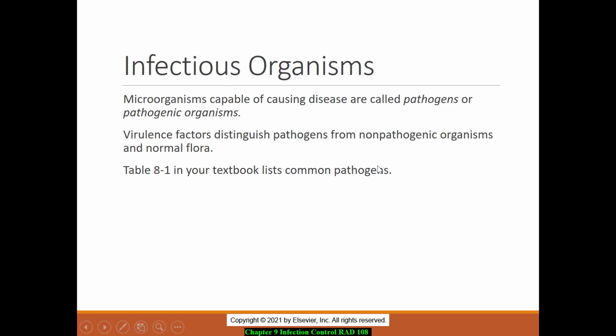So when we look in here, in your textbook, they give you a lot of examples of those pathogens. I just noticed that this says table 8-1. This should say table 9-1, which is found on page 155 in your book. So please make a note of that mistake. On table 9-1 are examples of pathogens. Respiratory tract, urinary tract, the skin, GI tract, your blood are all examples of areas in your body that could have common pathogens.